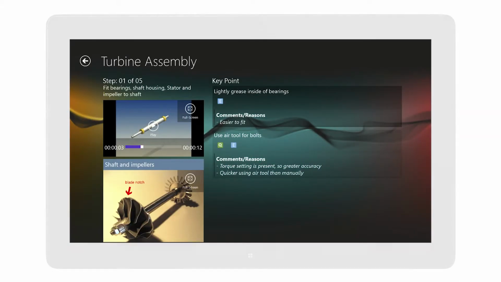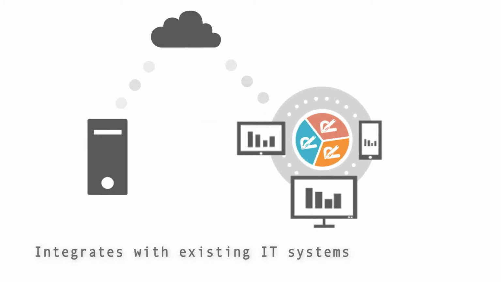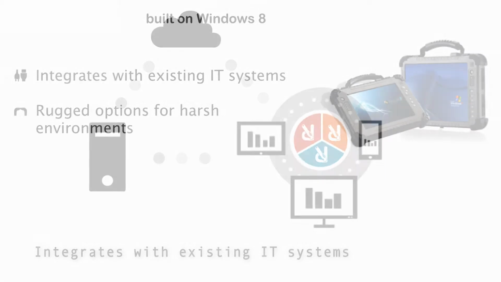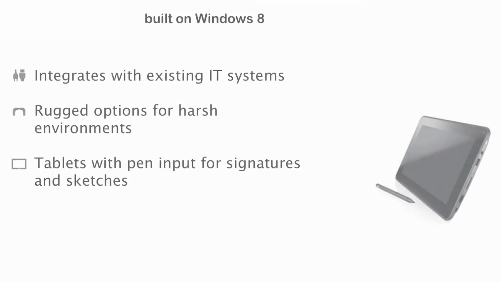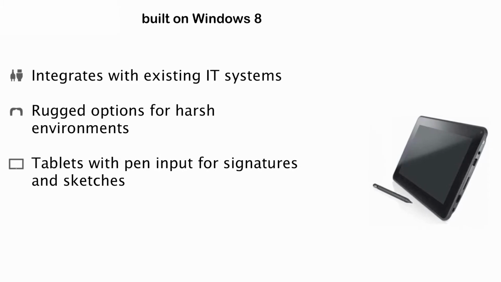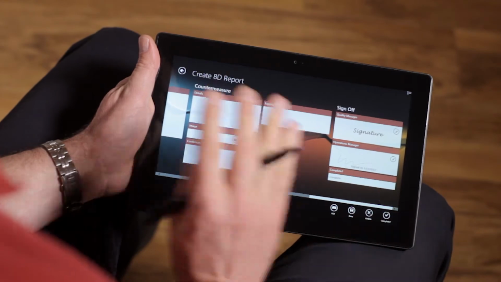So, the Relay system on a Windows 8 tablet. Windows 8 means it integrates with your other IT systems. It can be on a number of form factors, including rugged options for harsh environments. Windows 8 tablets also allow pen input to allow you to sign and sketch directly on the tablet.